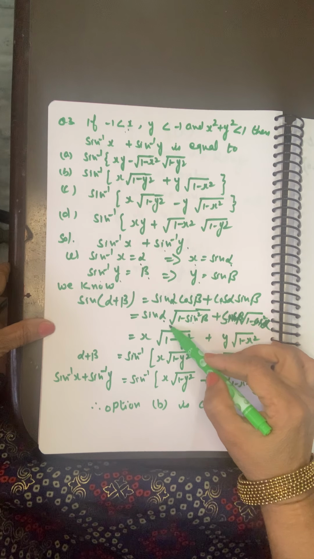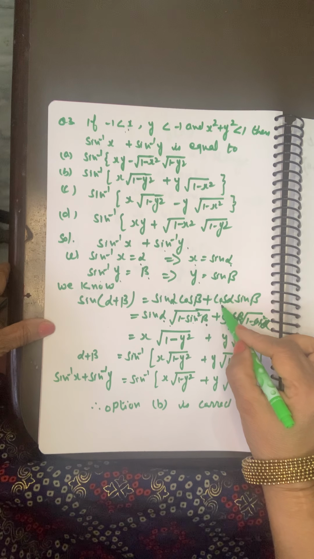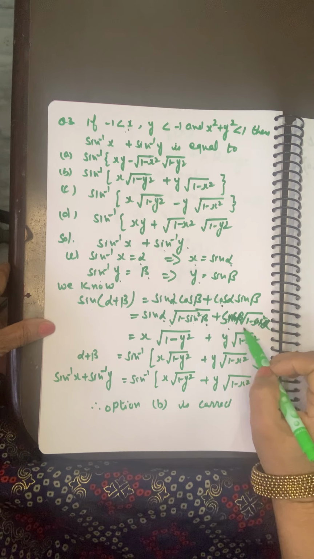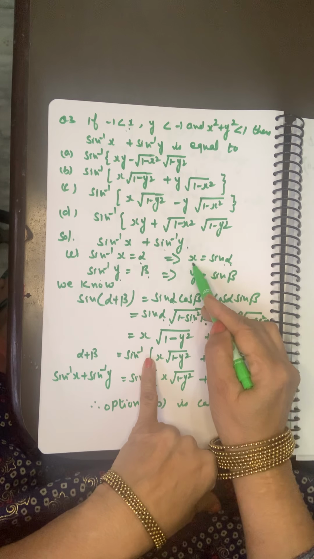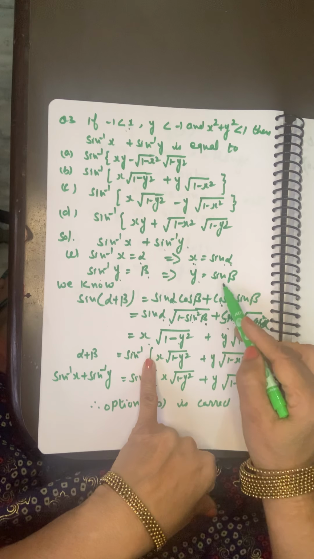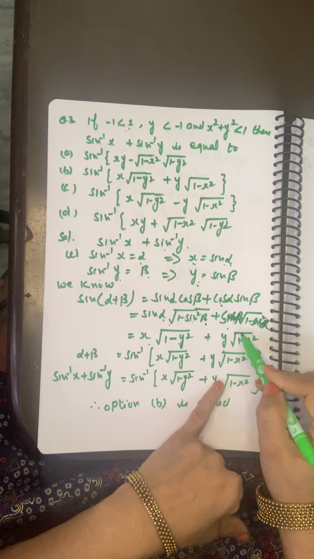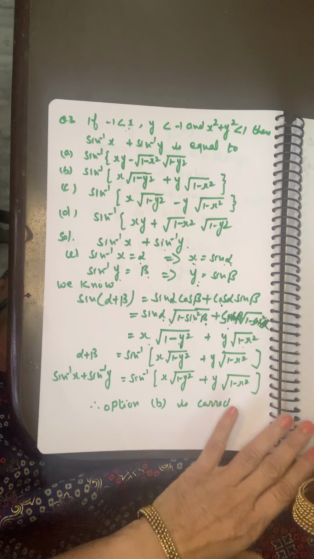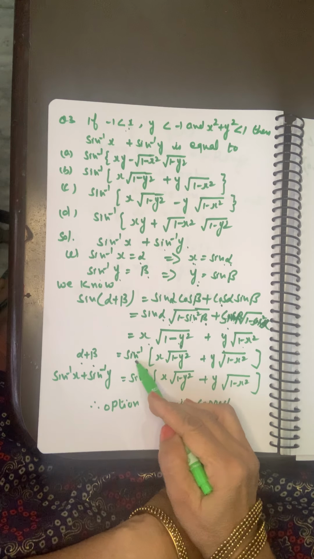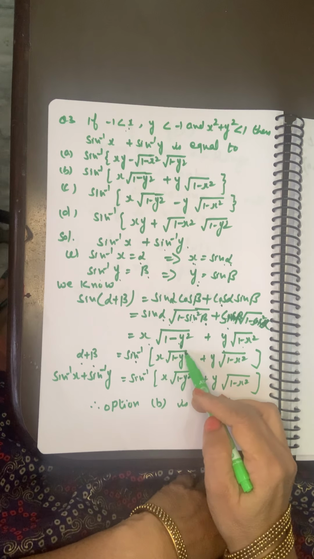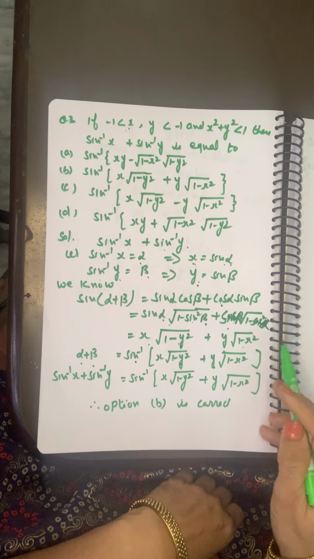We can write cos beta as under root 1 minus sin square beta, plus sin beta cos alpha, and in place of cos alpha we can write under root 1 minus sin square alpha. So put the value of sin alpha here, x into under root, sin beta is y, 1 minus y square plus y into under root 1 minus x square, we will put the value. Therefore alpha plus beta is equal to sin inverse bracket x into under root 1 minus y square plus y into under root 1 minus x square.